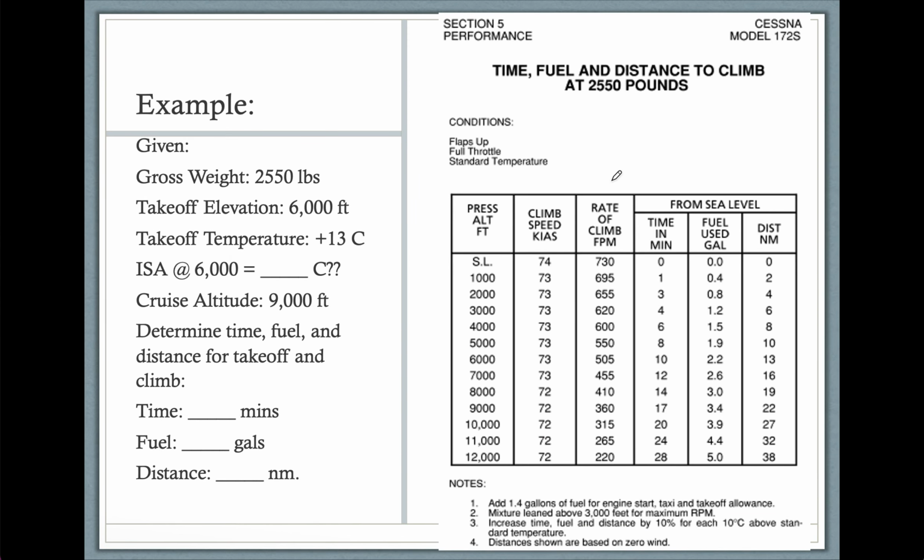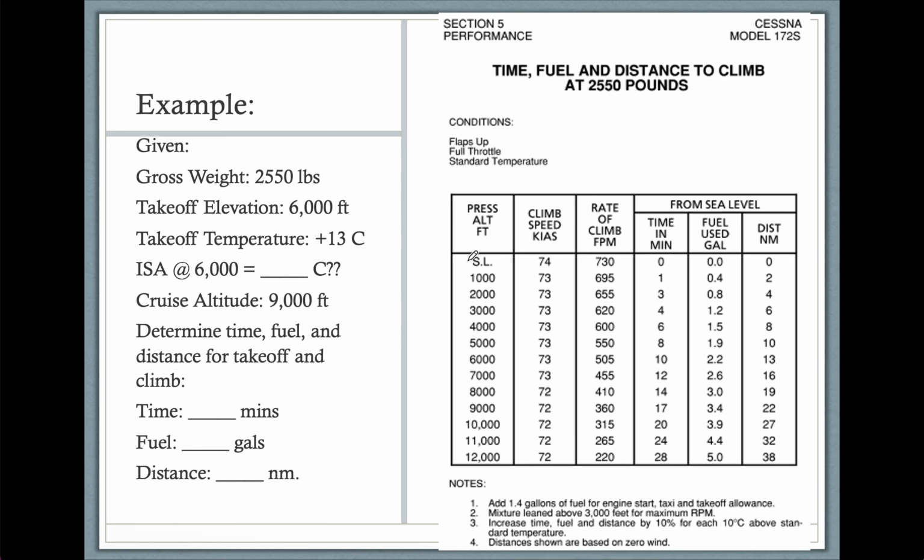This is everybody's favorite, okay? It's the time, fuel, and distance to climb chart. This shows us that when you're climbing from one altitude to another, what your climb speed should be, at that specific altitude what your rate of climb will be, but mainly when I'm asking you on this chart, I'm asking you these values: how many minutes it's going to take, how much fuel it's going to take, and how many miles it's going to take to climb from one altitude to another.